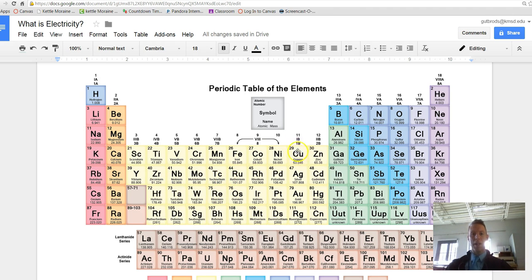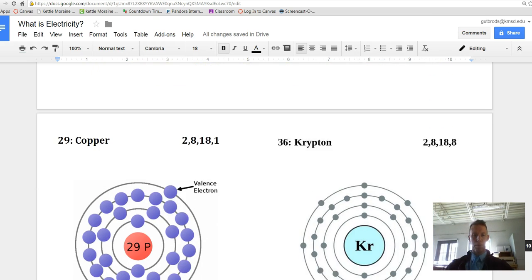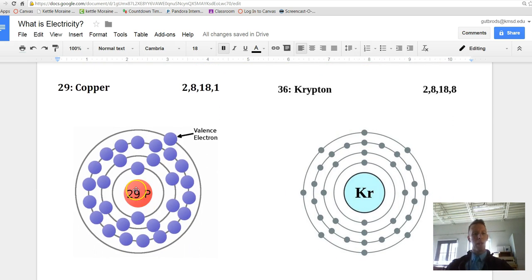So we're going to take a closer look at the copper atom and then the krypton atom. Let's take a look. If we look at copper, copper has 29 protons and, of course, 29 electrons. Imagine these are electron shells. That's what we call them. 1, 2, 3, 4. So we're looking at 4 different electron shells, and there are names for them. When you get into chemistry, you're going to learn a lot more about this. But for our purposes, the main thing we need to know is that this electron shell on the outside only has 1 electron in it.